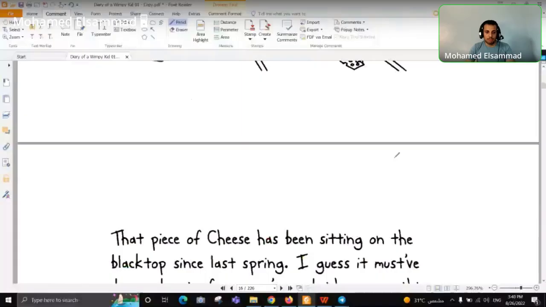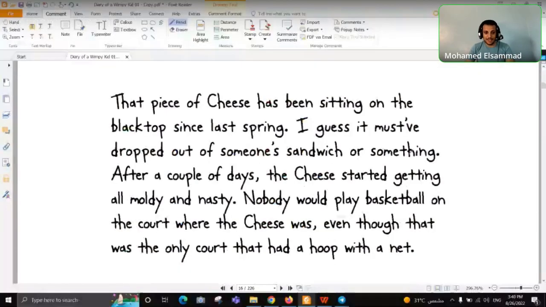So sneak off to the basketball court to see if the cheese was still there, and sure enough, it was. That piece of cheese has been sitting on the blacktop since last spring. I guess it must have dropped out of someone's sandwich. Dropped out. So drop out is something like leave something. Also, we're going to know the meaning of it.